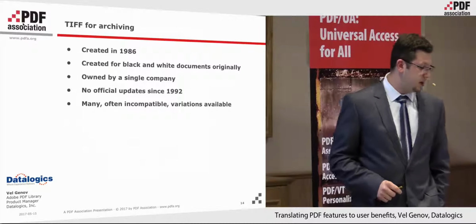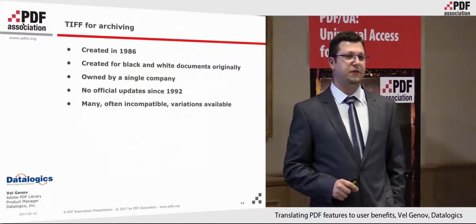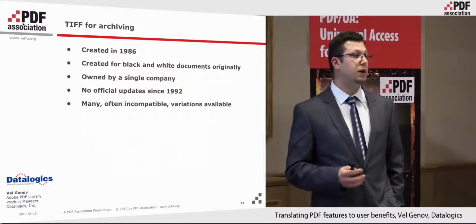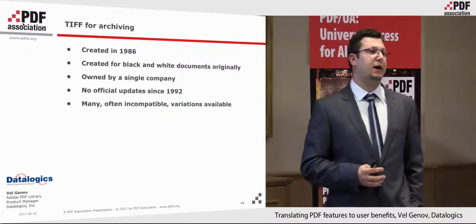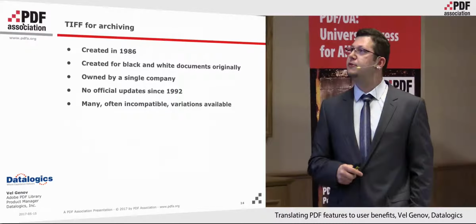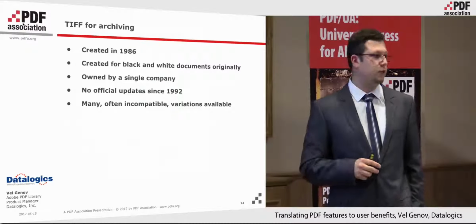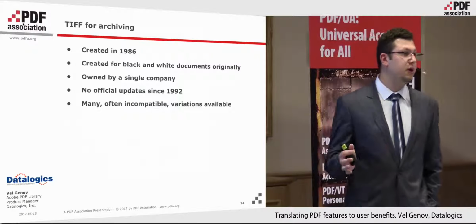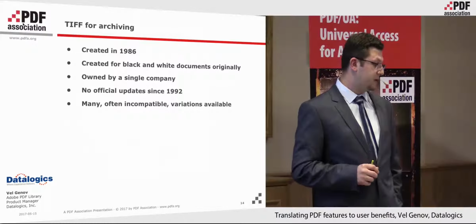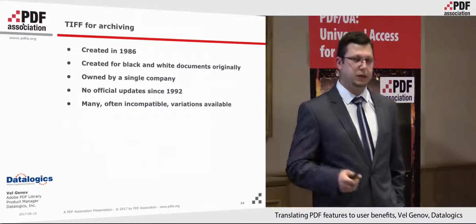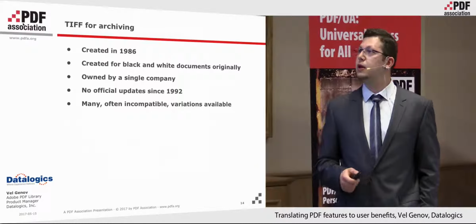Now, TIFF was invented in 1986, and it was invented as an answer to paper archives, to paper and microfilm archives, really. As such, TIFF was created for black and white documents only originally, and color was kind of added after the fact to TIFF since it did have some requirements where it had to handle color.